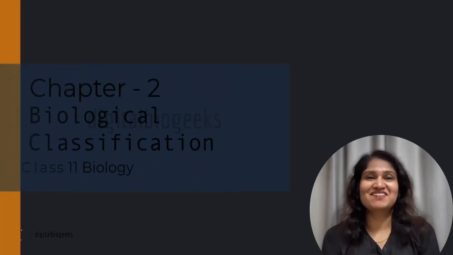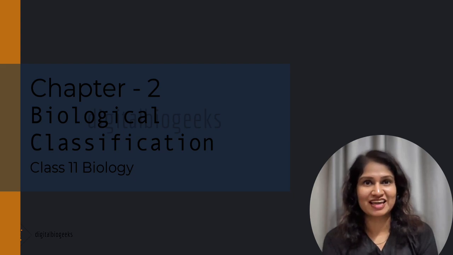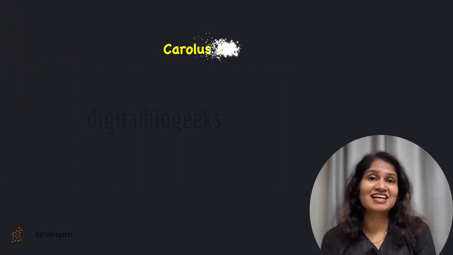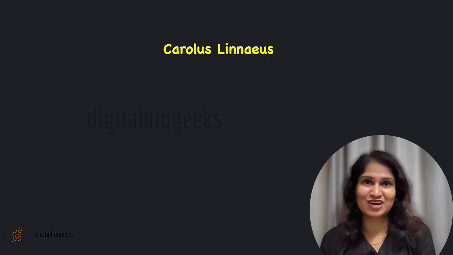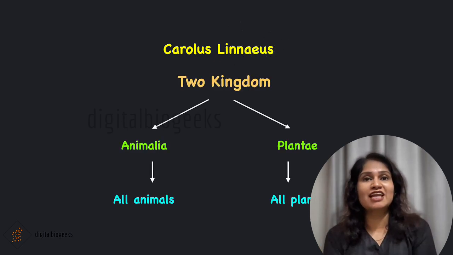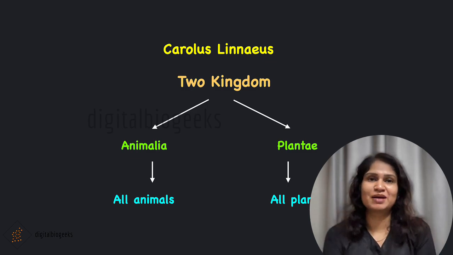Hello students, welcome back. In the chapter Living World, you were introduced to the classification of living organisms into different taxa. You are now familiar with the classification of Linnaeus, which is known as the two-kingdom classification. That means all the animals and plants are categorized into two kingdoms, kingdom Animalia and kingdom Plantae.